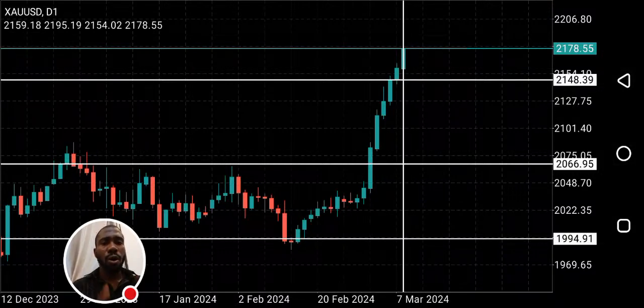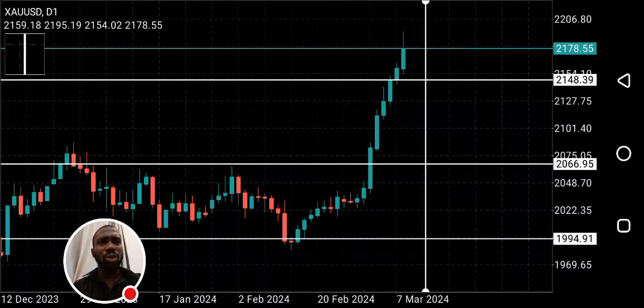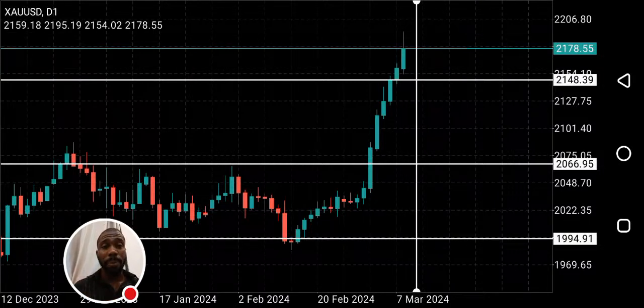So on the daily, we have what looks like a shooting star, but this is not a valid shooting star. If we want to execute a sell trade based on this candlestick pattern we have on the daily, we have to wait for the next candle to close bearish. Okay, so if Monday candlestick closes bearish, then you should look for sell setup on gold.